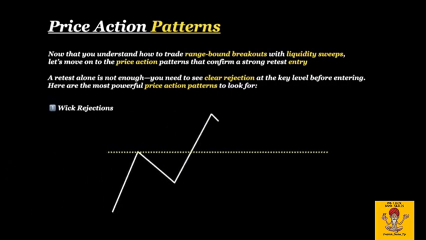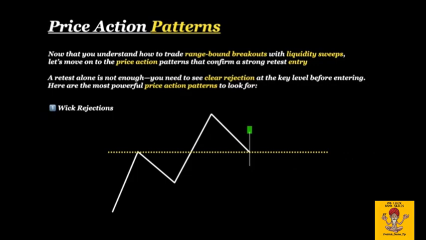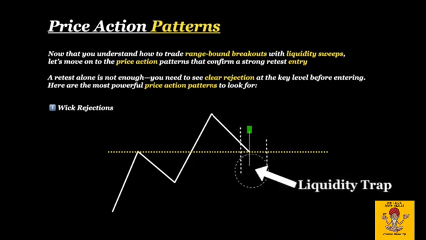When price retests a key level, one of the strongest signals you can look for is wick rejections. This happens when the market attempts to break through a level but fails, leaving a long wick behind. Why do wick rejections matter? Wicks show rejection. The market tries to push beyond a level, but price snaps back, proving that buyers or sellers are defending that area. It reveals liquidity traps. Smart money often sweeps stop losses before reversing, leaving a wick as evidence of trapped traders. The more wicks, the stronger the level. If price keeps testing a level but can't break through, it signals a high probability trade setup.